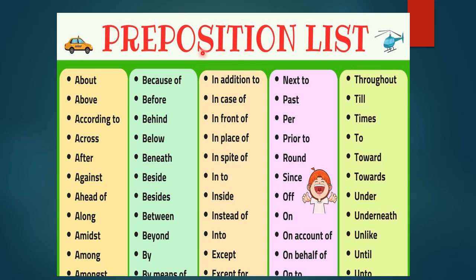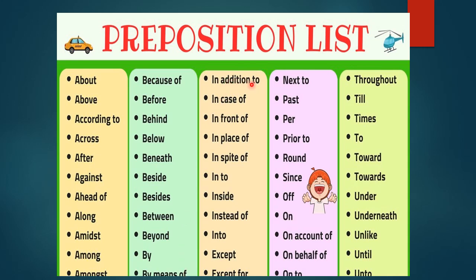I have prepared one preposition list for you all so that you're familiar with the words. This is a list of all the words which start with A, then B, and then there is a mixing of all the words. I'll quickly read them for you. About, above, according to, across, after, against, ahead of, along, amidst, among, amongst. Then B: because of, before, behind, below, beneath, beside, besides, between, beyond, by means of. So these are all preposition words.